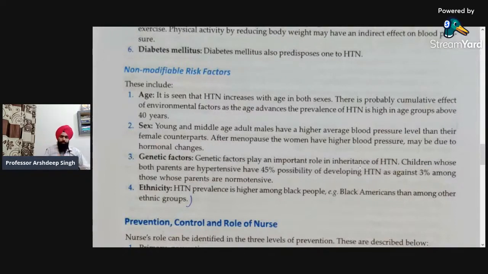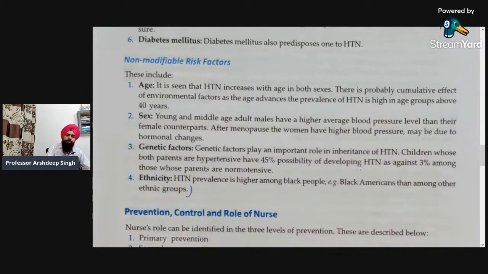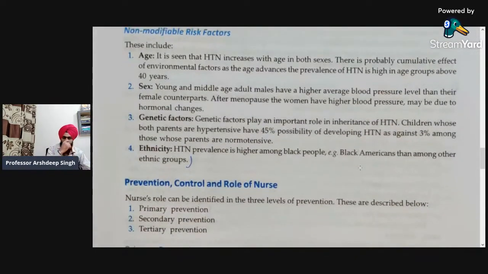Okay, because as the age changes and there are hormonal changes in the body, that can lead to the risk factors of hypertension. Next is the genetic factors. Genetic factors play an important role in the inheritance of hypertension.